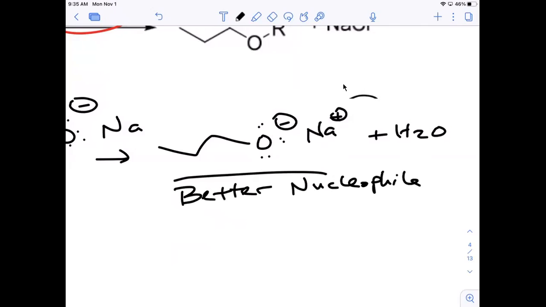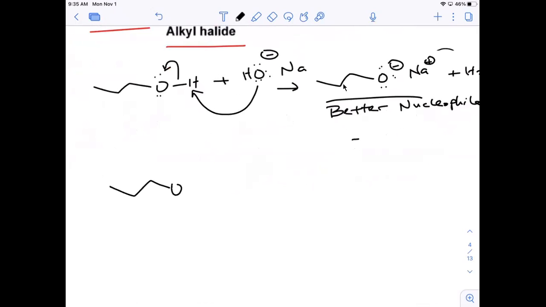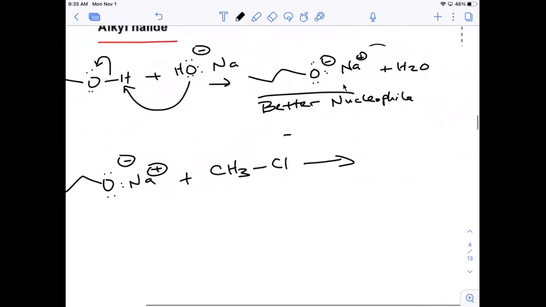So now that can attack my alkyl halide. So I'm going to redraw it. And this is definitely it. All right, so what happens now? How can I show that? Because we've seen this before.